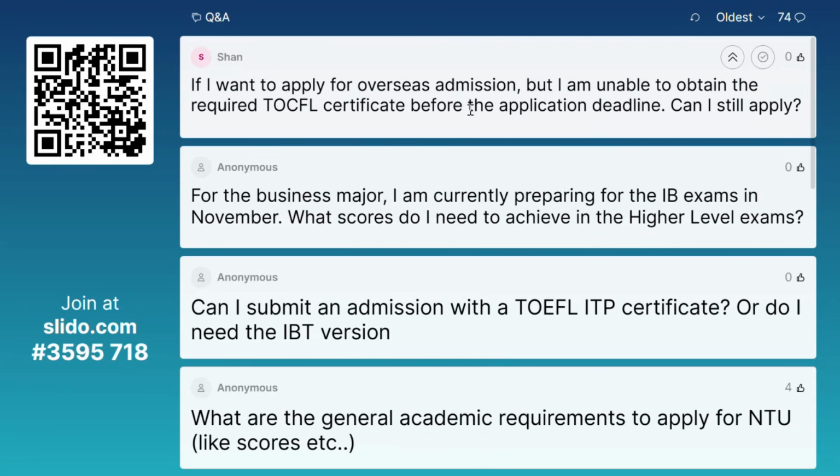Okay, if I want to apply for overseas admission, but I am unable to obtain the required TOEFL certificate before the application deadline, can I still apply? Yeah, we have covered this question before. You can still apply, and then if you get a conditional offer, you will have to submit the certificate by the end of May 2027, so that you can be officially admitted.